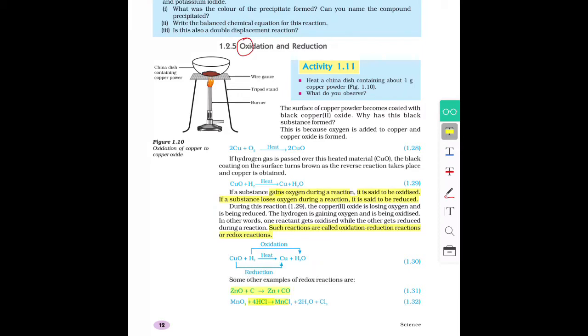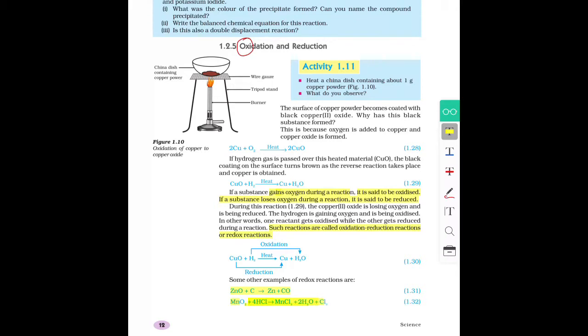For example, ZnO plus C gives Zn plus CO. And MnO2 plus 4HCl gives MnCl2 plus 2H2O plus Cl2. Now can you observe here? Zn is losing oxygen and C is gaining oxygen. So if any substance gains oxygen, it is undergoing oxidation. And if Zn is losing oxygen, it is undergoing reduction.